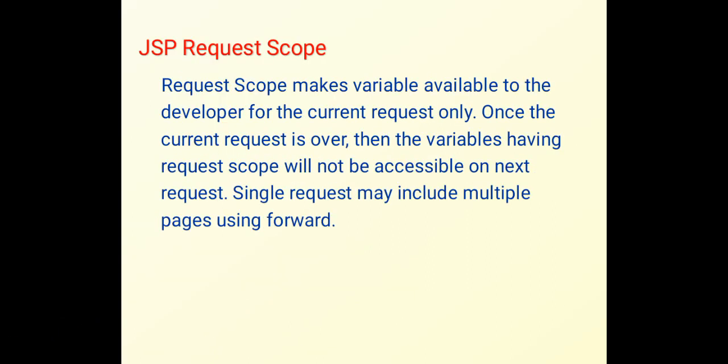Now, the next is the request scope. Request scope makes a variable available to the developer for the current request only. Once the current request is over, the variable having request scope will not be accessible on the next request, since a single request may include multiple pages using forward.